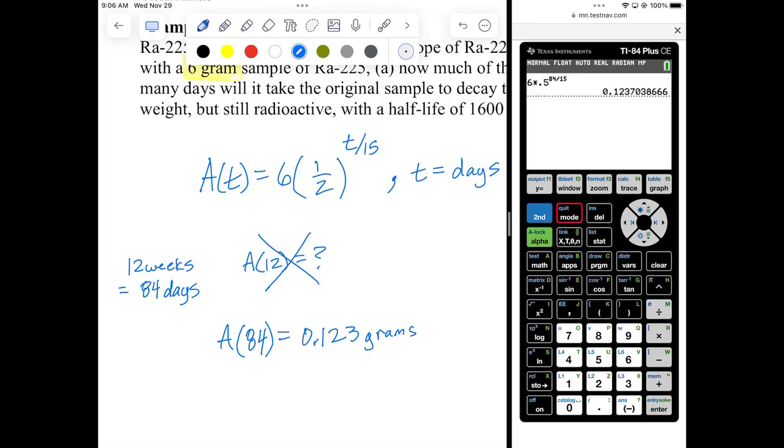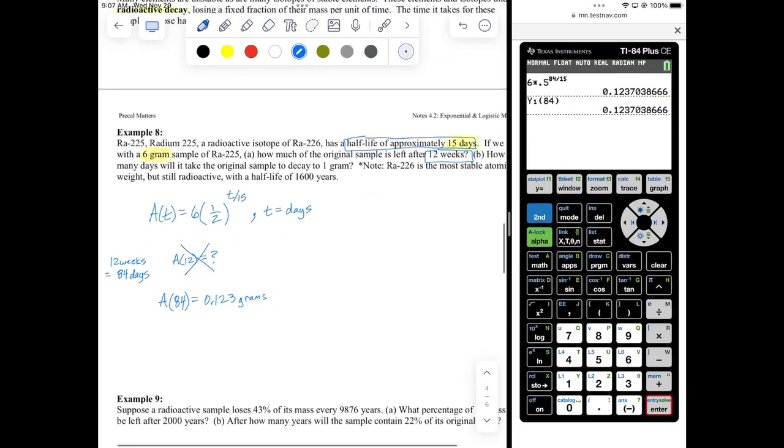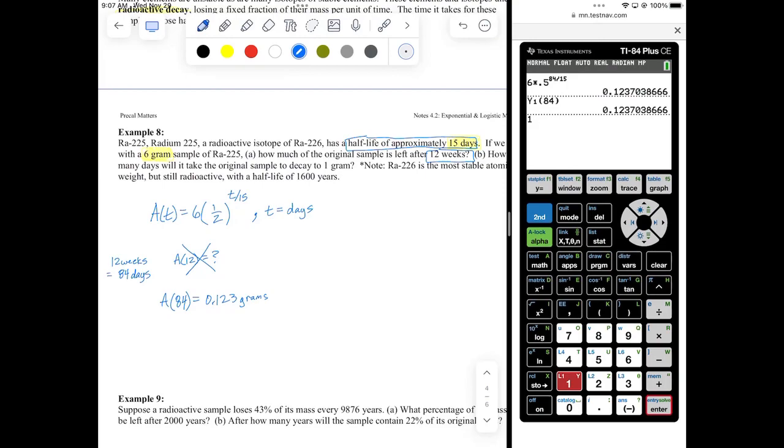Or you could go to the home screen, and now you can recall alpha trace number 1 of 84, and you can get the answer that way as well. So a couple ways to do it. This is when you're given the input. It's just a plug and chug problem. You just need to know the output. Plug it in. Okay. That's the first part of this question.